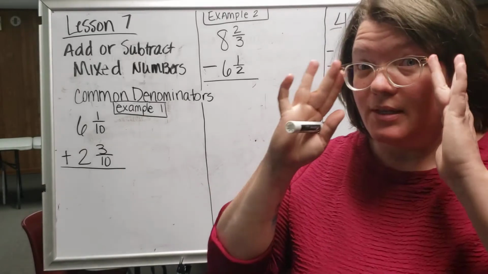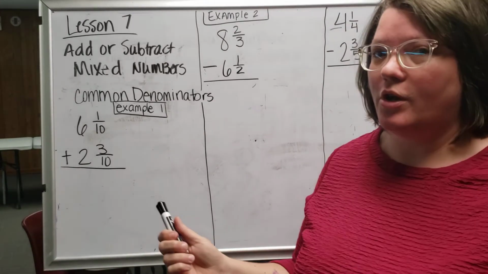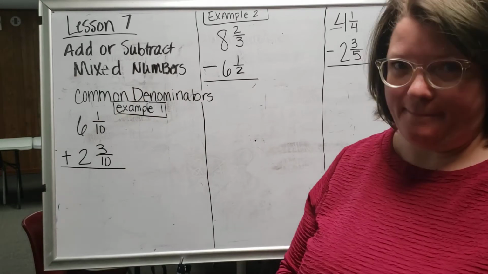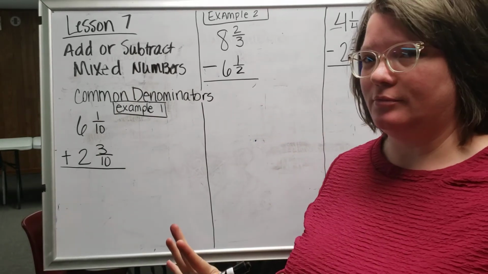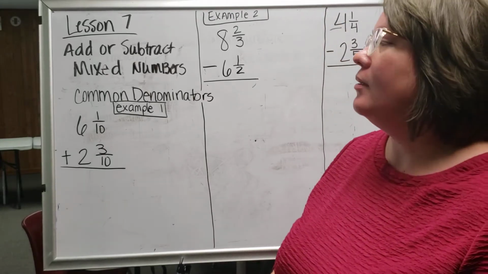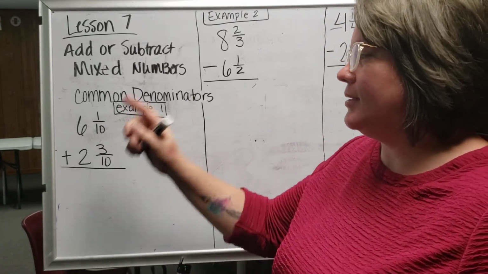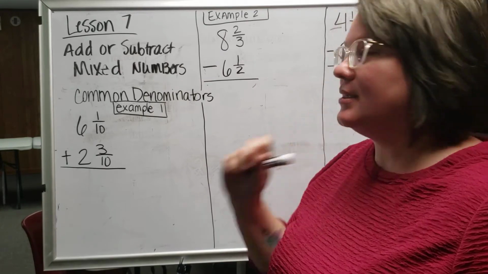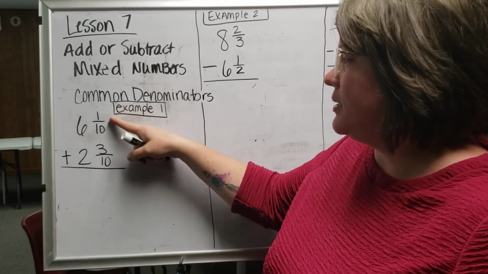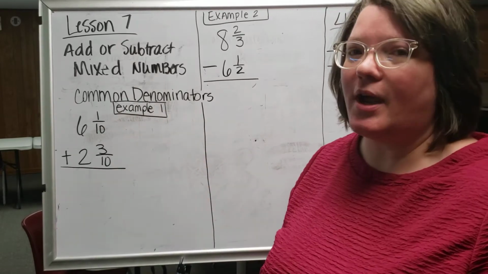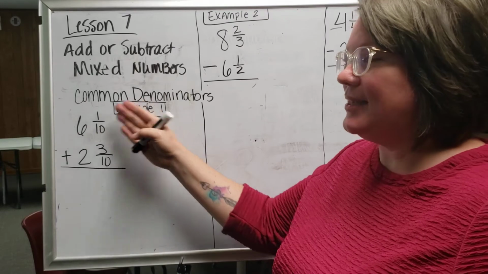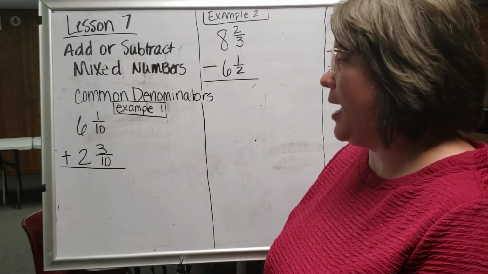Okay guys, this is lesson 7 where you're adding and subtracting mixed numbers. Okay? Don't freak out. You can do this. So what you want to do is leave your whole numbers as they are. We can tell that both of these fractions have the same denominator, so we can add these as normal, okay?